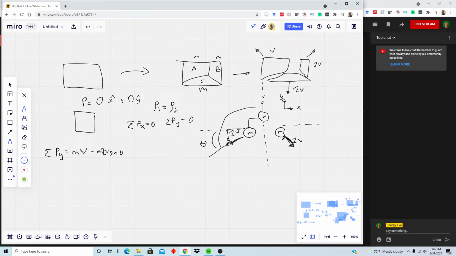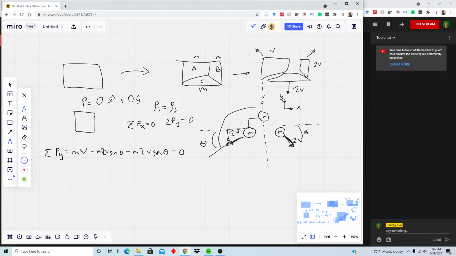And we get another, when we calculate this, we see that this is as well going to be the same theta because of symmetry. So we have m 2v sine theta. And remember, this is equal to 0.